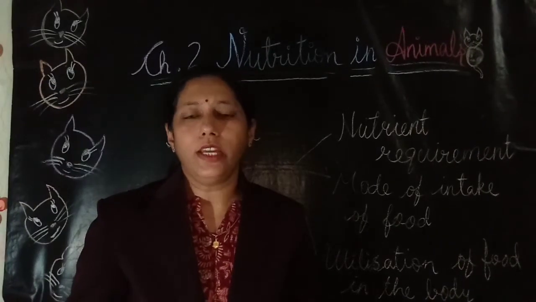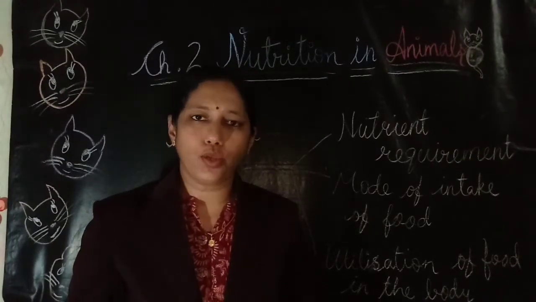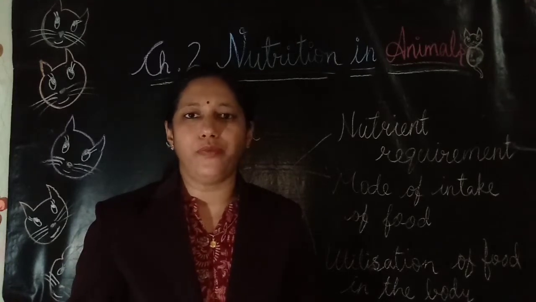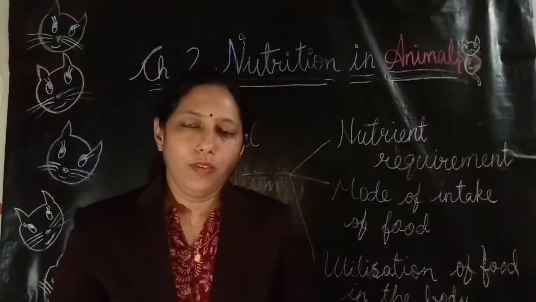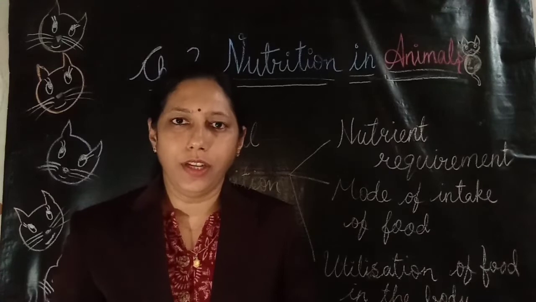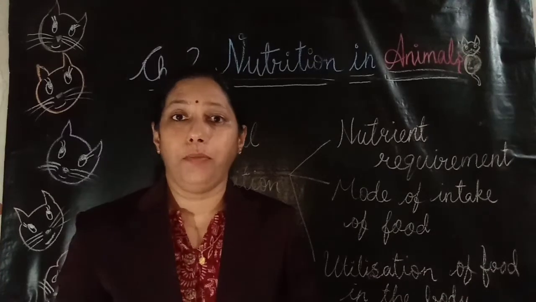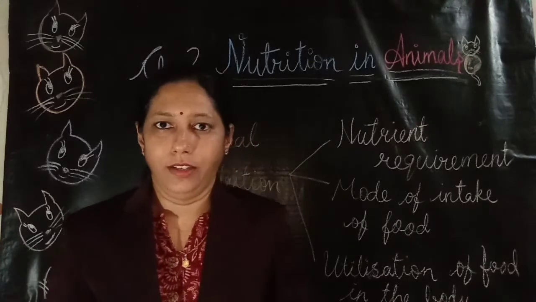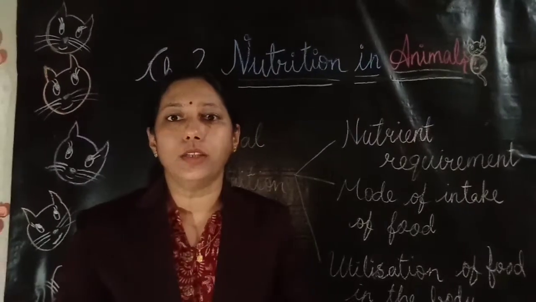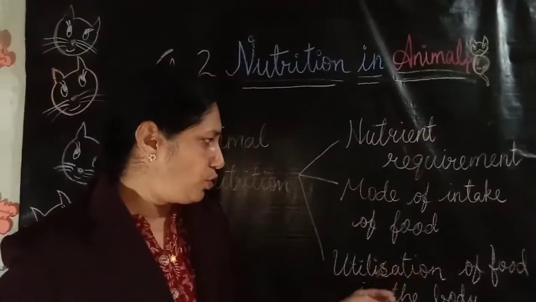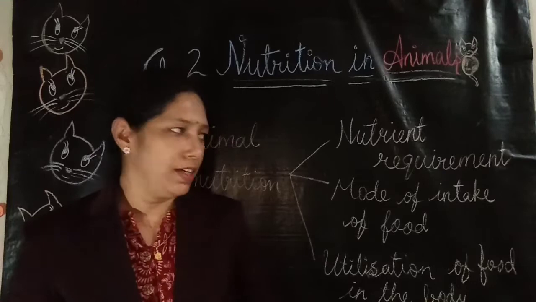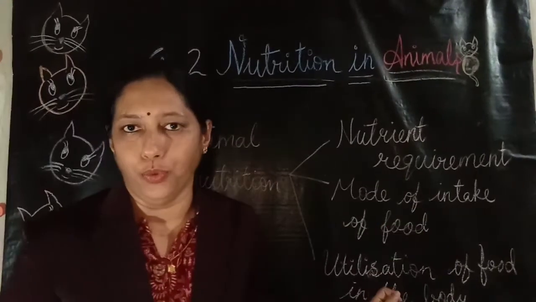These nutrients give us energy, help us to grow and repair the damaged parts of our body and keep us free from diseases. The food we eat has these nutrients, but they are not in a form that can be taken by the body directly. They are utilized by the body when they are in soluble form. We will learn about the utilization of these nutrients afterwards. First we will learn about the mode of intake of food.